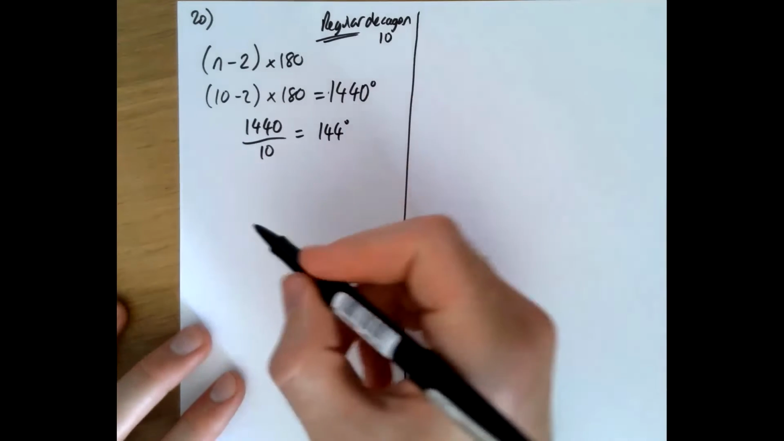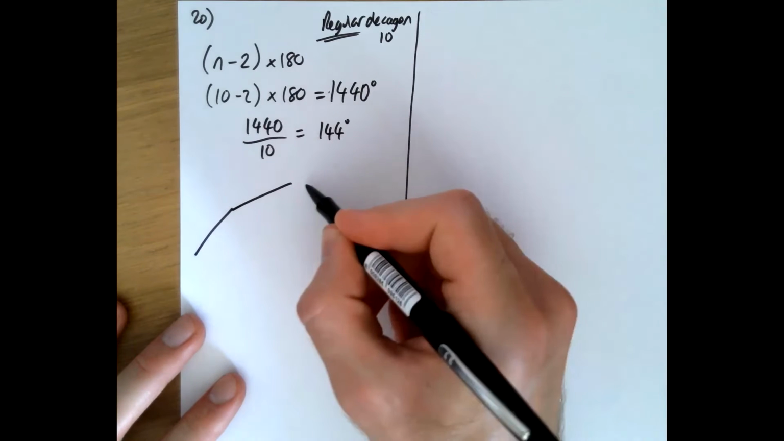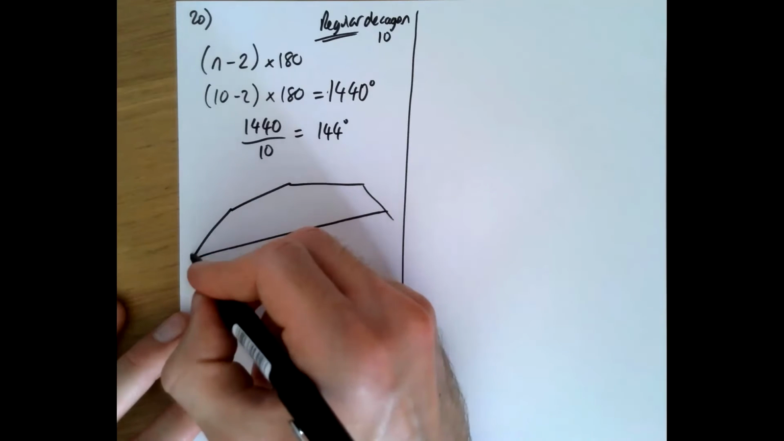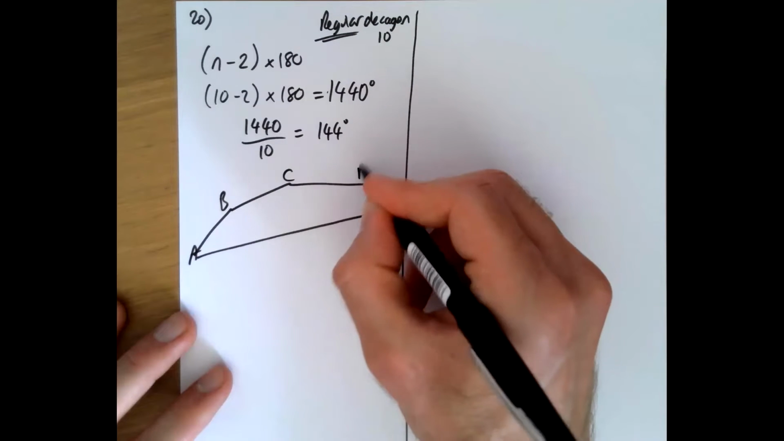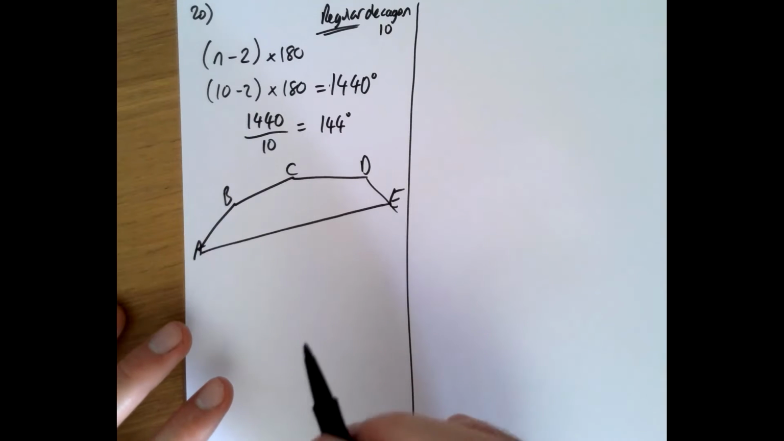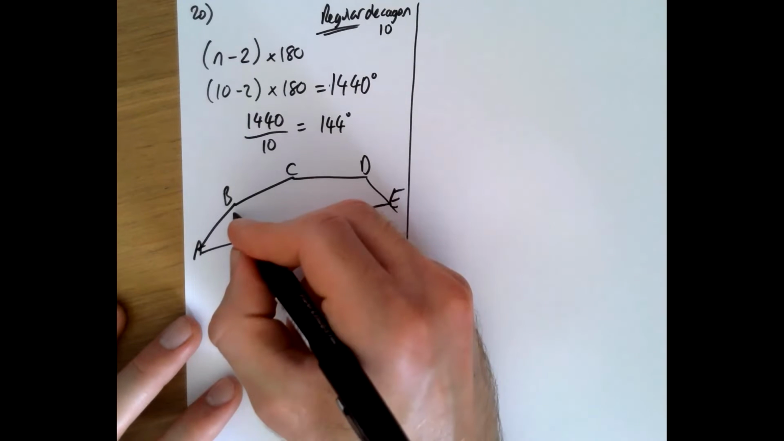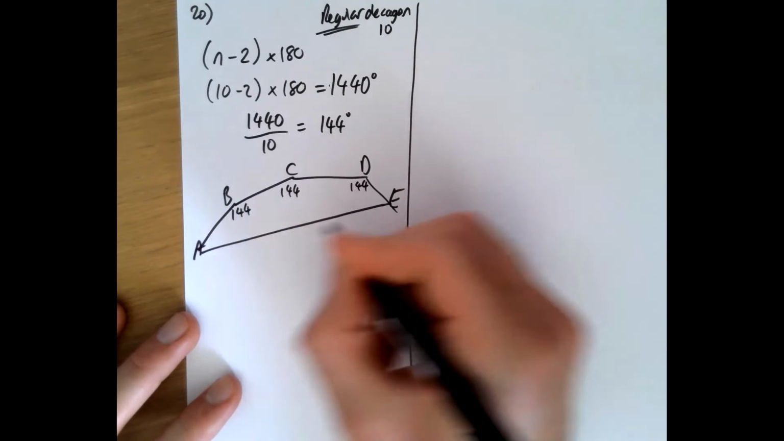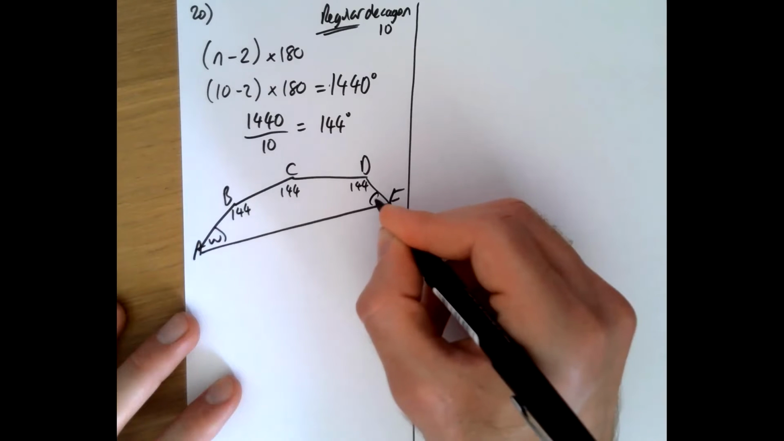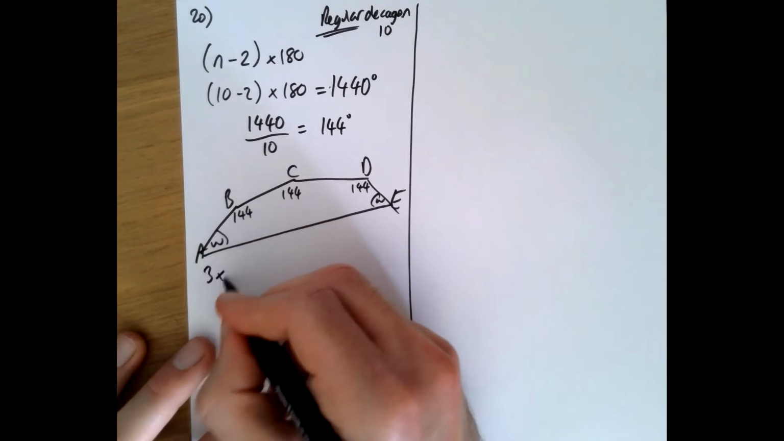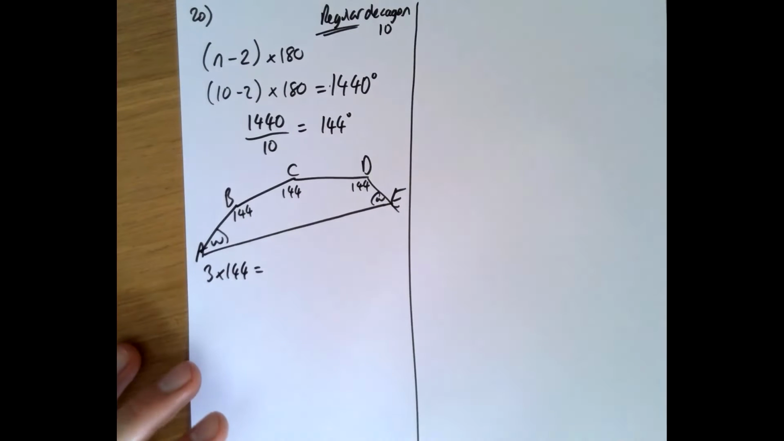So if I draw this out, hopefully it kind of looks similar, probably doesn't. So we've got something like that, A, B, C, D, E. Which ones are actually the proper angles inside a decagon? Well, it's going to be this one, this one, this one. And we know that these two angles are the same. So we've got 3 times 144. So let's just work that out. 3 times 144 is 432.